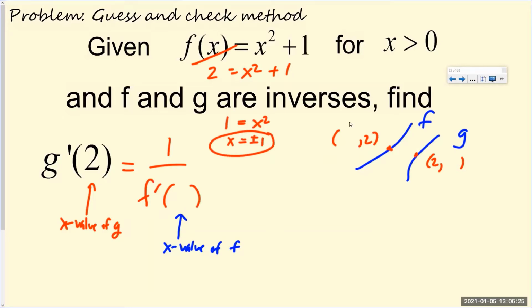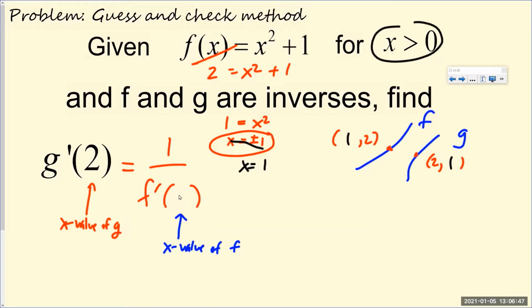But there's a little bit of a caveat. I can't put 2 numbers in here. So which number is it? It's where x is greater than 0. So which one would I pick? Positive 1 or negative 1? Positive 1. So I'm going to say x is 1. So that means if my y value is 2, my x value is 1. If this is 1, 2, this is 2, 1. That's just how inverses go.